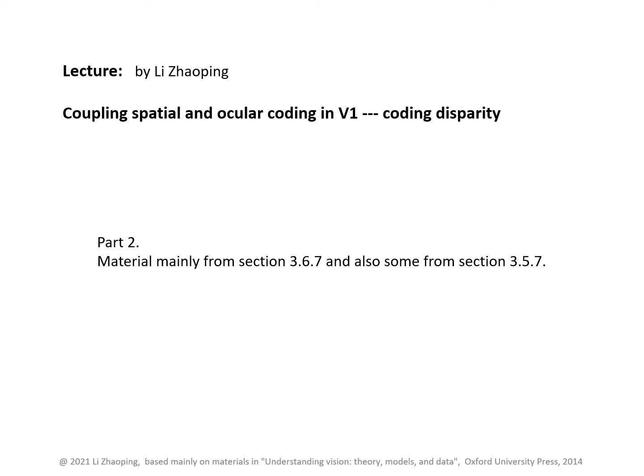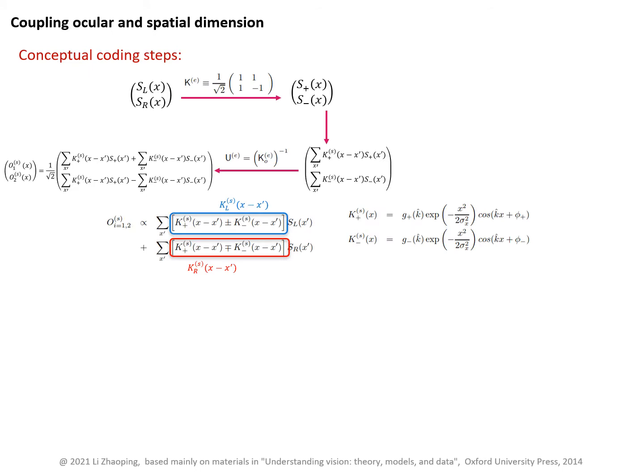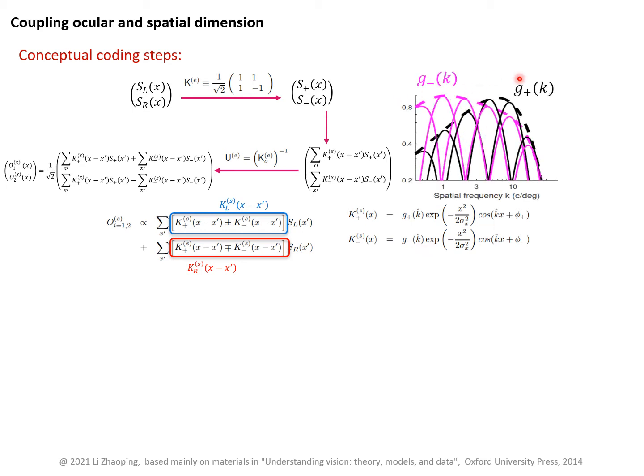Let's continue with coupling spatial and ocular coding in V1. We have outlined these conceptual steps for stereo coding, coupling space and ocular dimensions. The filters for the summation and difference channels are used to construct filters for the left eye input and right eye input for each encoding neuron. The gains G plus and G minus come from these contrast sensitivity curves.